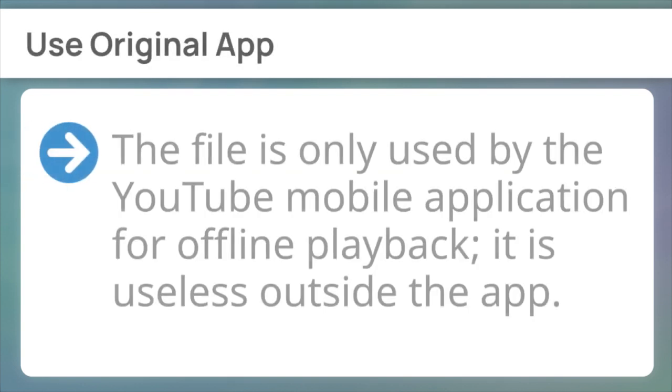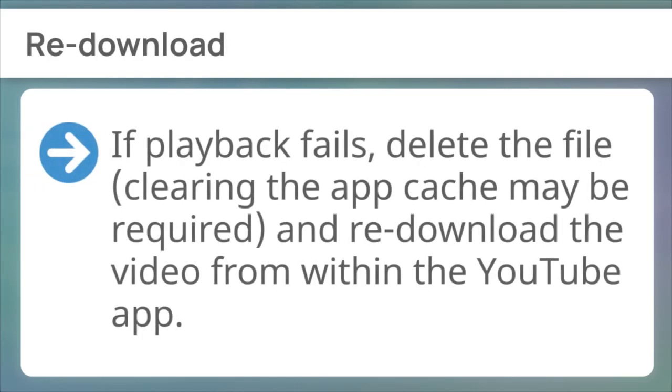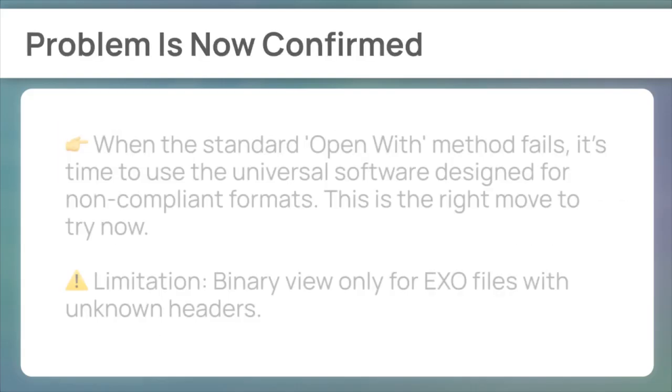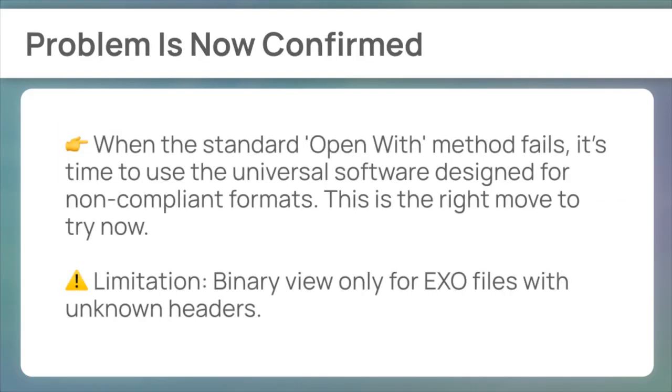Next, use the original app. The file is only used by the YouTube mobile application for offline playback. It is useless outside the app. Finally, re-download. If playback fails, delete the file, clearing the app cache may be required, and re-download the video from within the YouTube app. If your system could not interpret the EXO file, we must inspect the raw bytes directly.